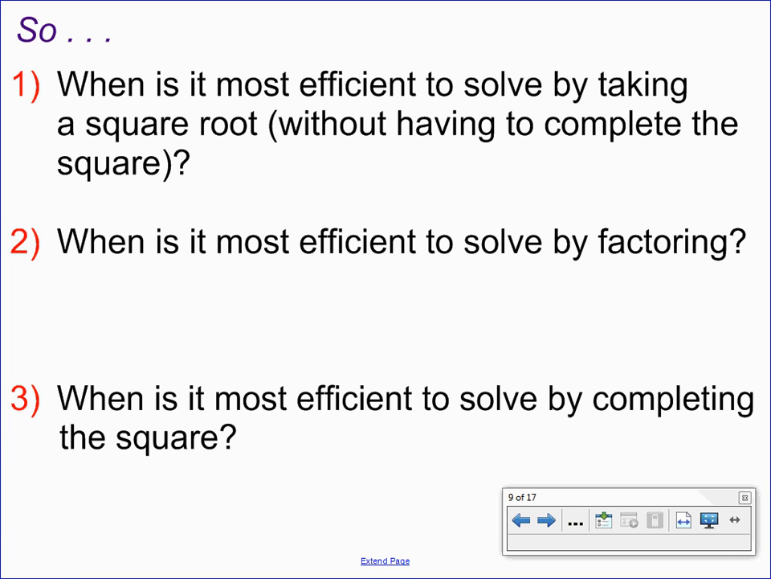Okay, ladies and gentlemen, so let's review when it is most efficient to solve a quadratic equation using a particular method. So far we've got 3 different methods we can use to solve a quadratic equation. We can solve by taking square roots, we can solve by factoring, and we can solve by completing the square. It's most efficient to solve by taking square roots, but I can only do that if I have a single squaring term. So if I have a single variable term squared, either an x squared or a quantity squared, then I can solve by taking square roots.